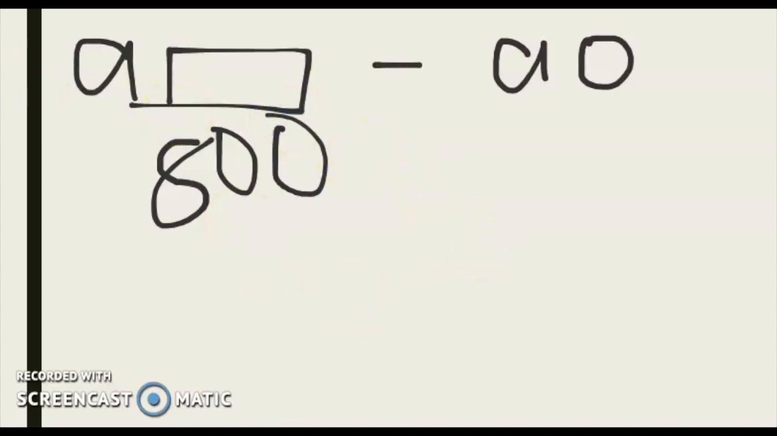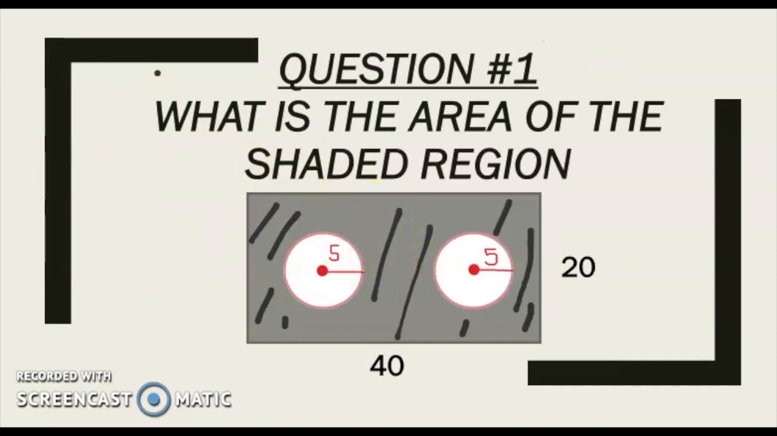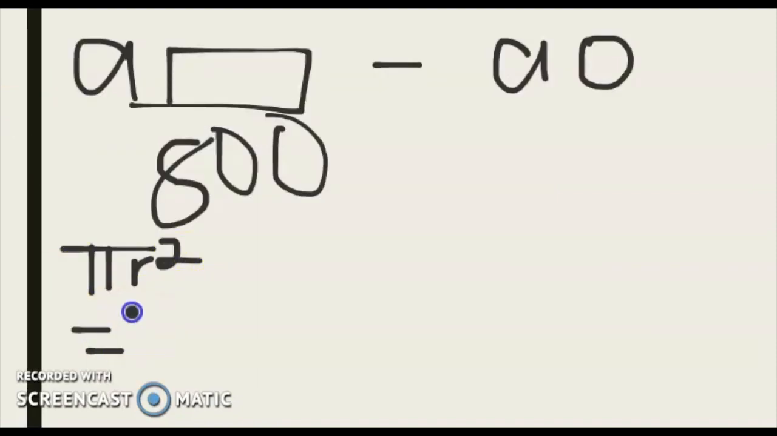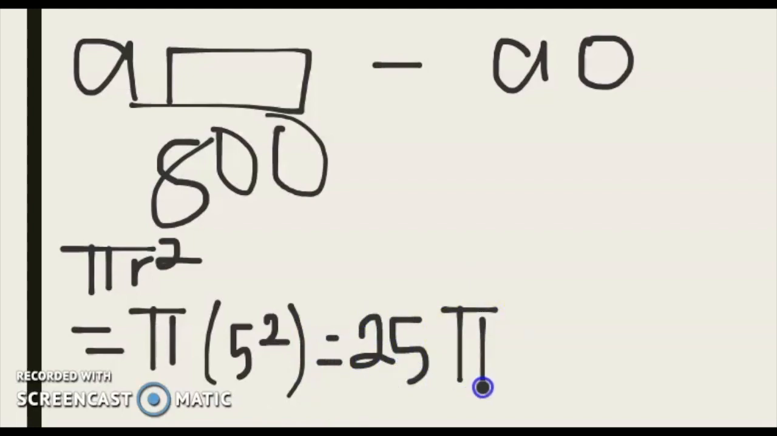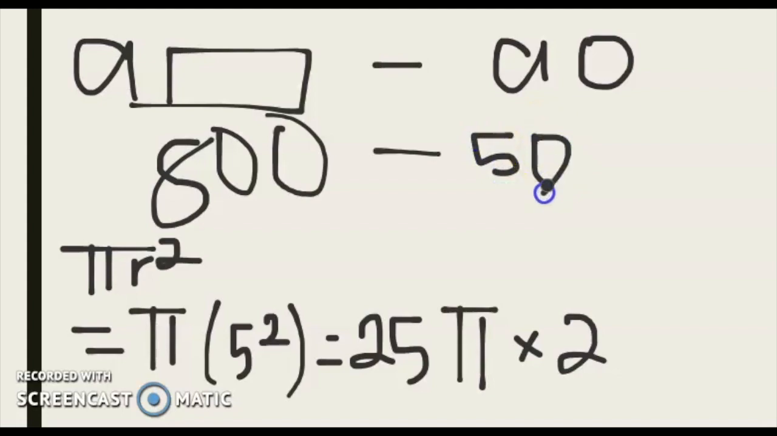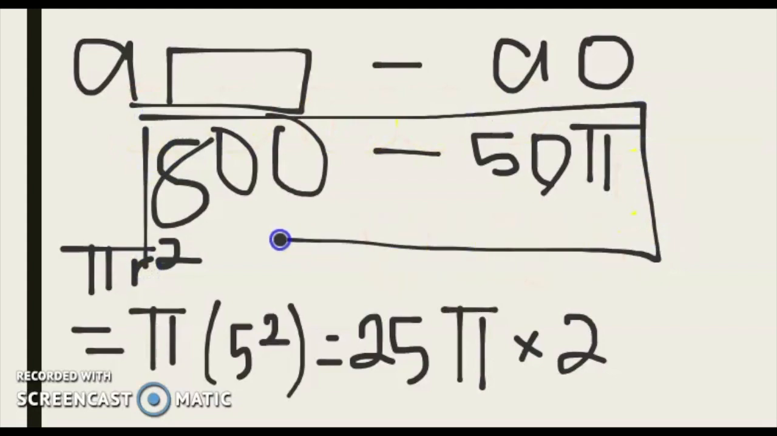Now to find the area of a circle, the formula is pi r square. The radius here is 5. So that's pi times 5 square, which is equal to 25 pi. And since we have two circles that have the radius of 5, that's times 2, which will give you minus 50 pi. So this is the final answer in my book.